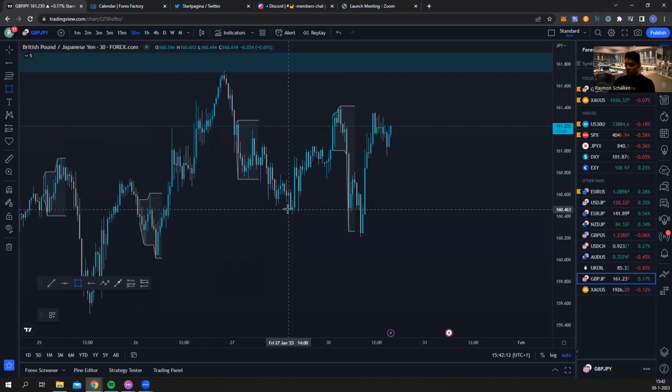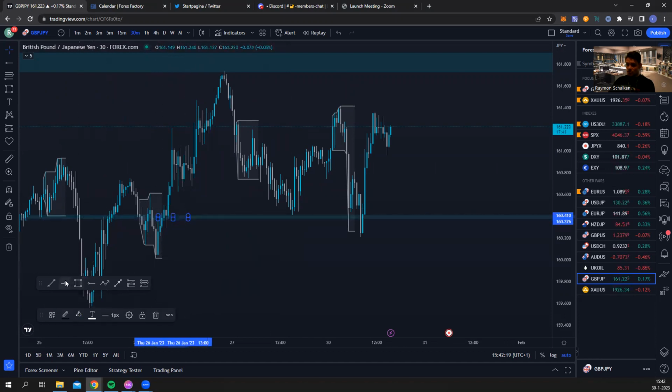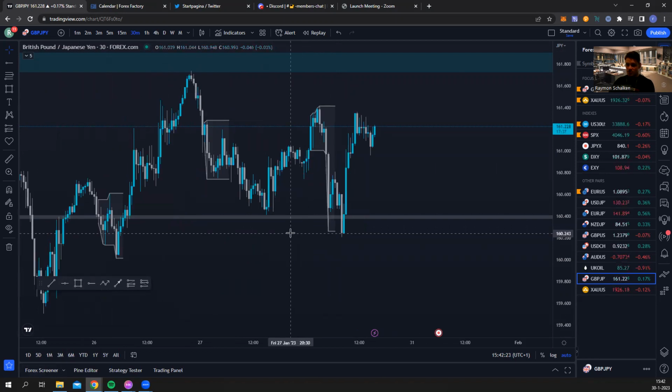So first, we have this support right here, right? But here on the left, we have another small support. So what I do, because the range is really small, I map that out as my support and resistance zone.